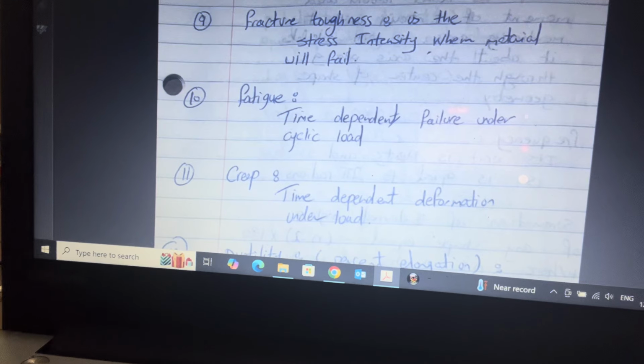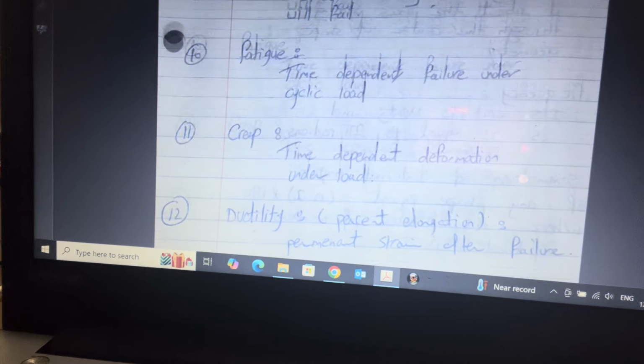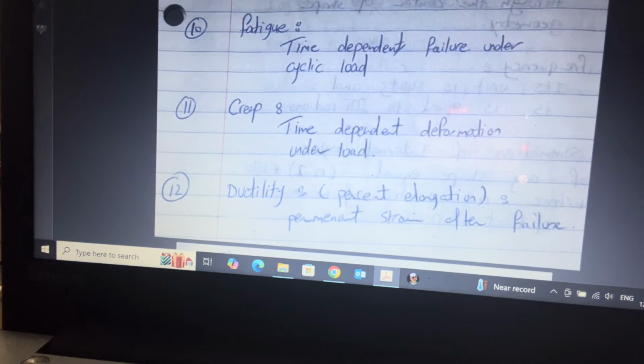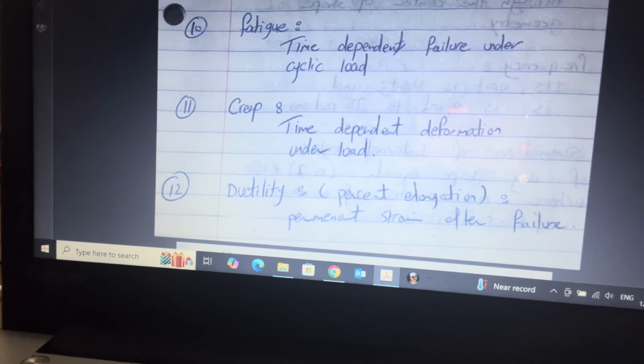We have also the fatigue. Fatigue is time-dependent failure under cyclic load. Next is the creep. Creep is time-dependent deformation under load. We have also the ductility or percent of elongation, and it's the permanent strain after failure.